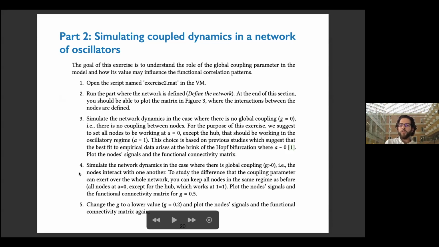Now we will simulate the network dynamics for different situations. If G is 0, we are in the case in which there is no coupling, which is the one that we just described. Now we will take different positive values of G. For instance, G 0.5 is an example that we will just show you, and then we will also show the results for different G's, for instance 0.2, and you can play with other values. So I give the floor again to Anne.